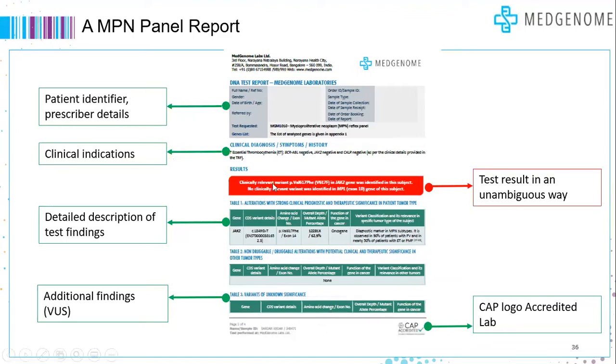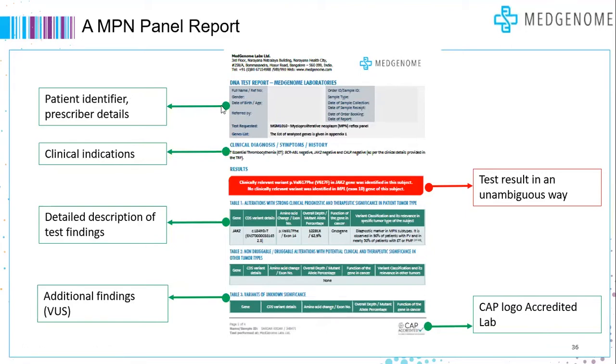So this is a result statement. And then we give a detailed description of the test findings. I'll come in detail to this in a while. And if at all we identified any VUS or additional findings, we report it here. And every report is CAP logo accredited. We have the CAP logo here, as we are a CAP accredited lab.